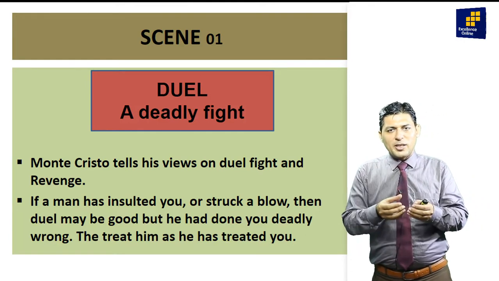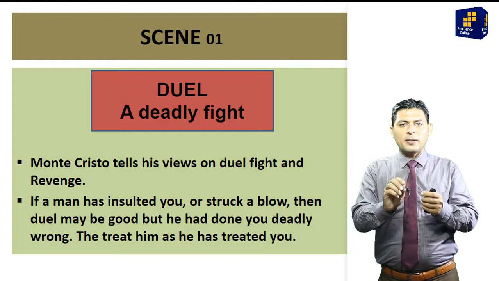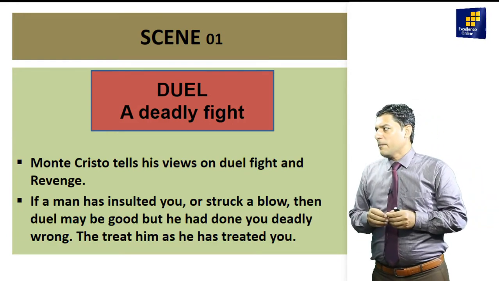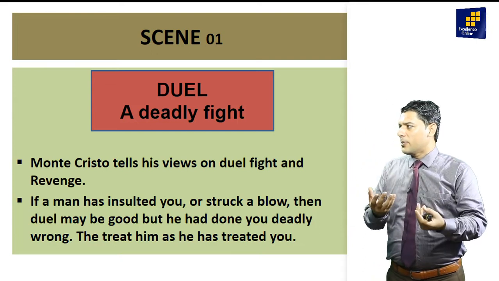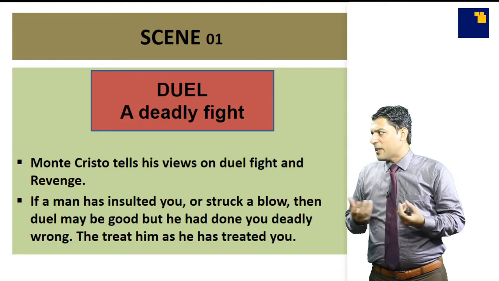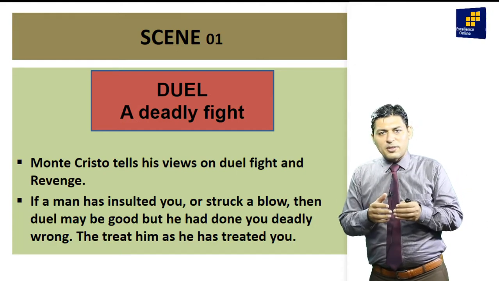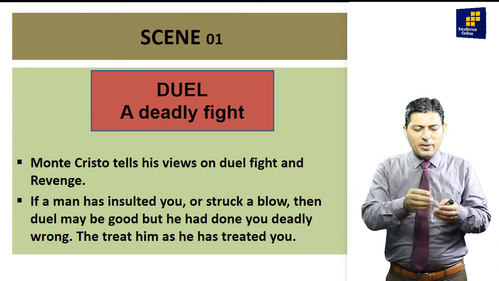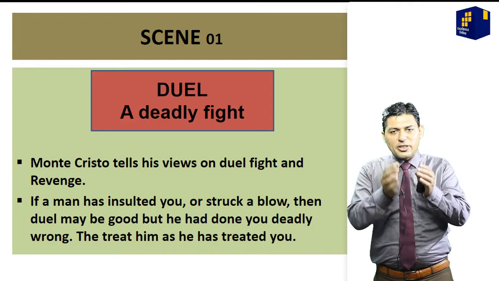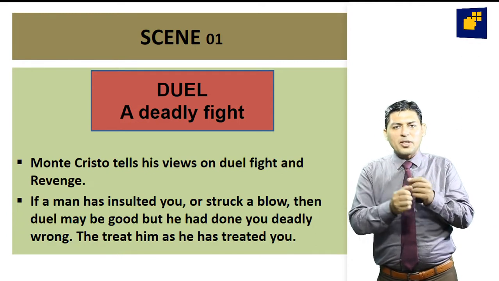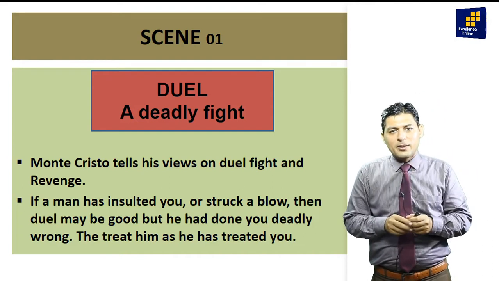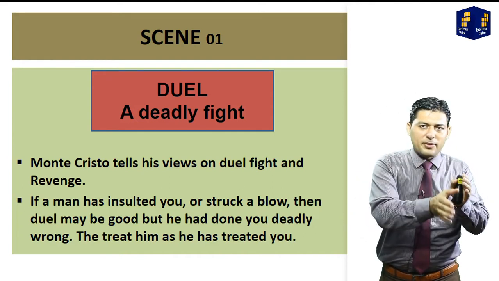Count of Monte Cristo tells his views about duel and revenge. What does he say to Albert? If a man has insulted you or struck a blow, then a duel may be a good way. But if he has done something deadly wrong, if someone has done you deadly wrong, has subjected you to eternal torture, if someone has done something very wrong to you, tortured you life long, then you will not play a duel with them. Treat him as you were treated.